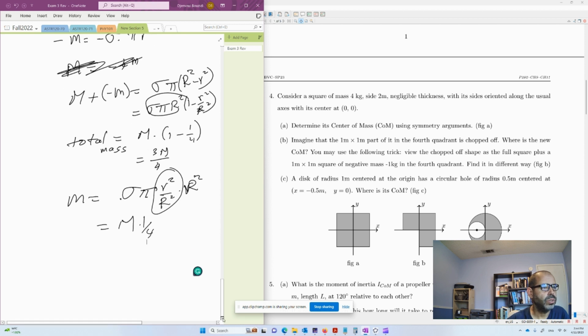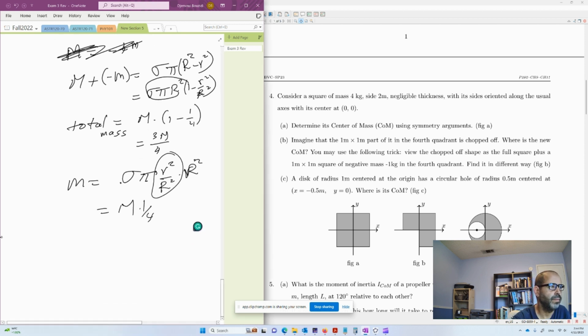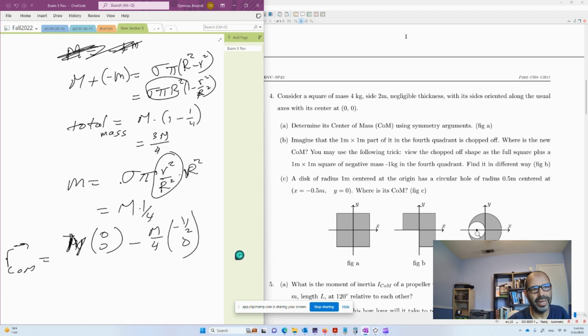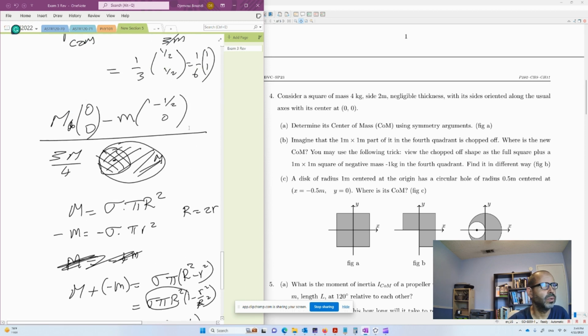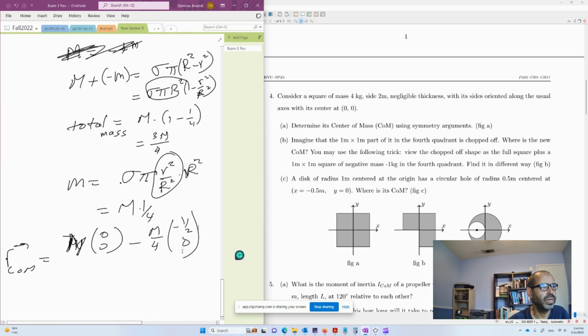So now let's go back into the center of mass. The center of mass, R_COM, is equal to big M, big M is not a vector, times 0, 0, which is the center of mass of the whole thing, minus this M over 4, that's a little m, which is M over 4, of coordinates negative 1/2 and 0. That's the center of mass of the hollow part, it's in here somewhere. The negative times negative is going to be positive, and divided by the total mass, which is 3/4 of M. This is 0 vector anyway, so it's not going to bother us.